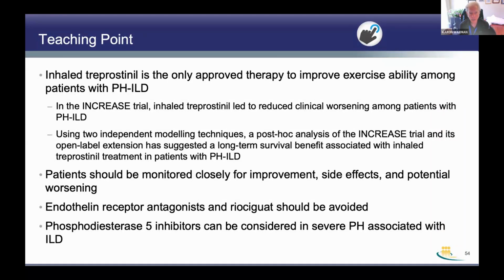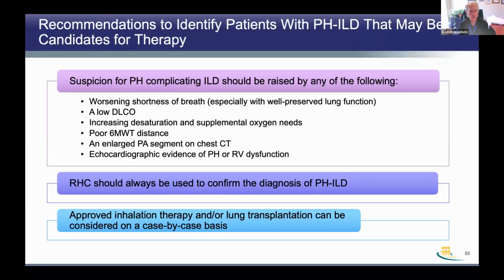Endothelin receptor antagonists and riociguat really should be avoided. Phosphodiesterase 5 inhibitors can be considered in severe pulmonary hypertension associated with ILD. So recommendations to identify patients with PH-ILD that may be candidates for therapy include suspicion for pulmonary hypertension complicating interstitial lung disease, and should be raised by any of the following.